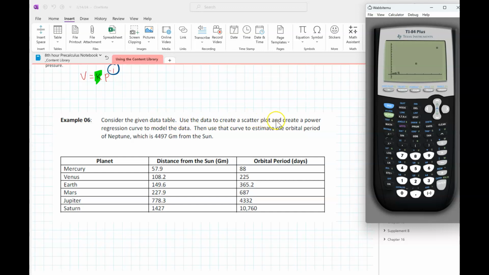It then says, create a power regression curve to model the data. Okay, so this time we're going to do a power regression instead of a linear regression. So go ahead and do that.